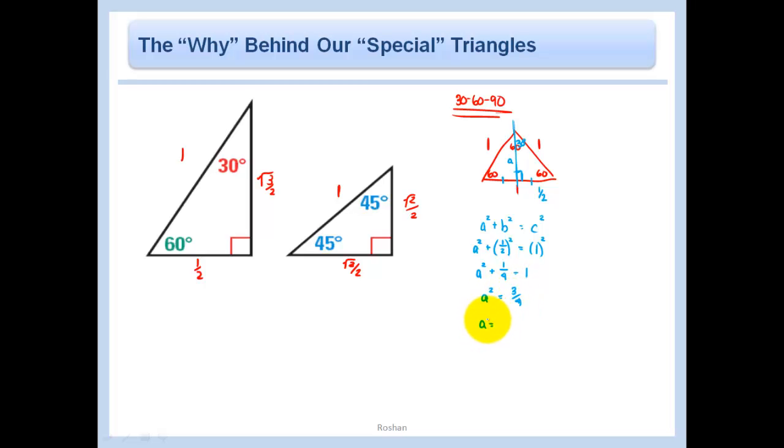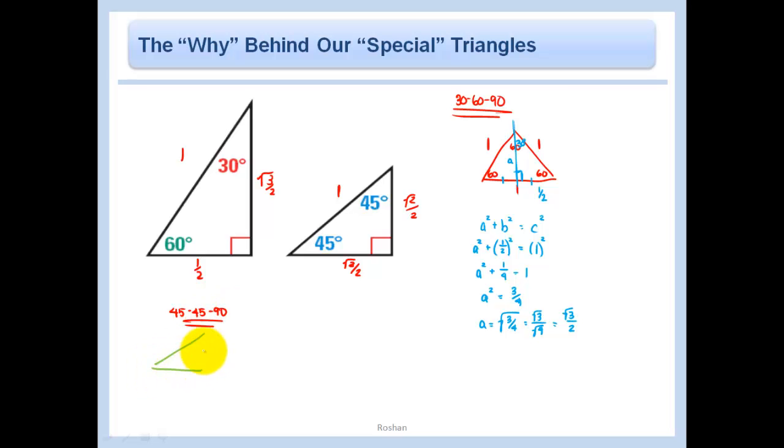3/4. A equals plus or minus, but since we have side lengths, I'm just doing plus root 3 over 4, which is root 3 over root 4, because we can split it up like that, and we have root 3 over 2. That's the y behind our 30, 60, 90 triangle. Our 45, 45, 90 is even easier.